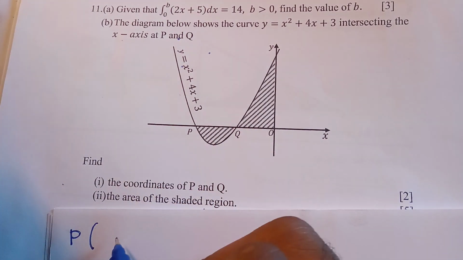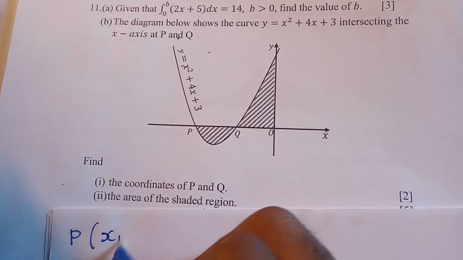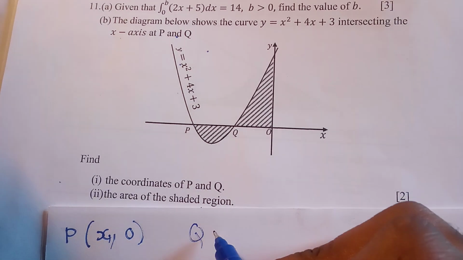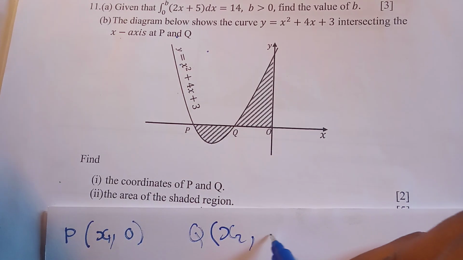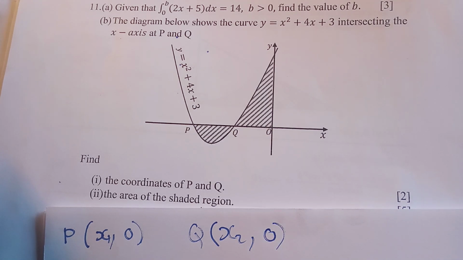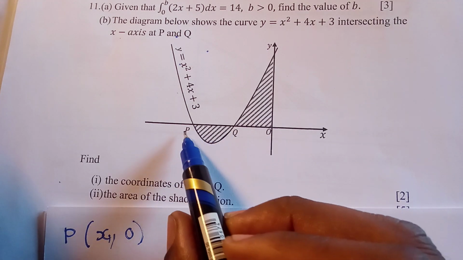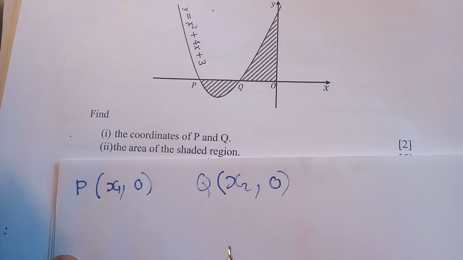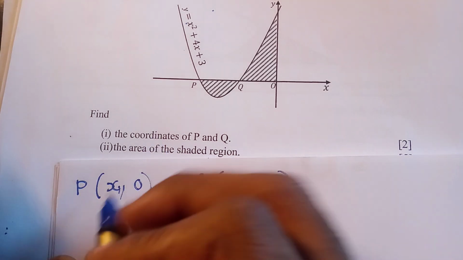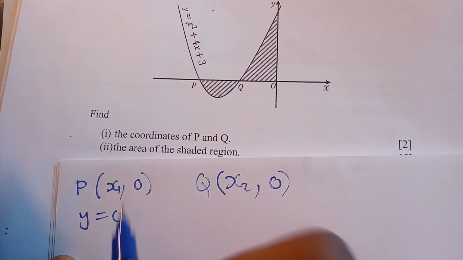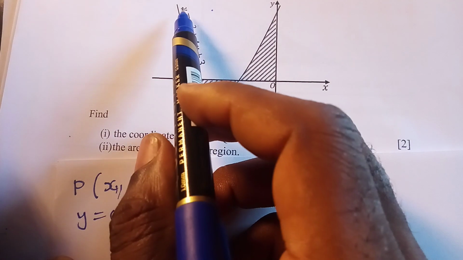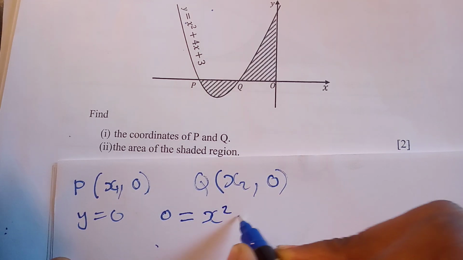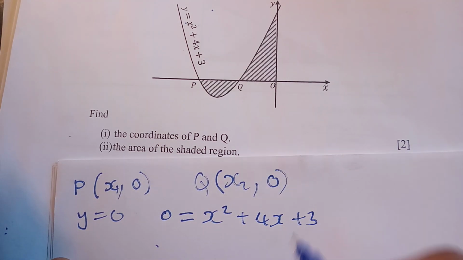So the coordinates of P will be some x1, comma 0. Then the coordinates of Q will be x2 and some 0. So this must be bigger than this when deciding which point should be used. So we can say y is equal to 0 on the x-axis, so that where you have a y, you put a 0. So you have 0 equals x squared plus 4x plus 3.